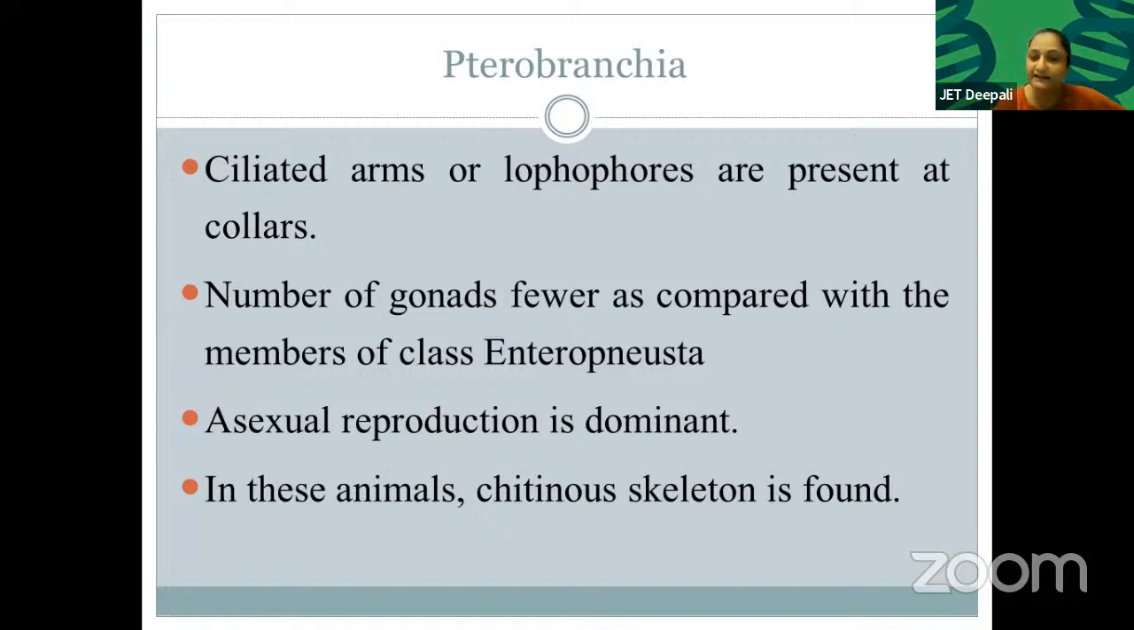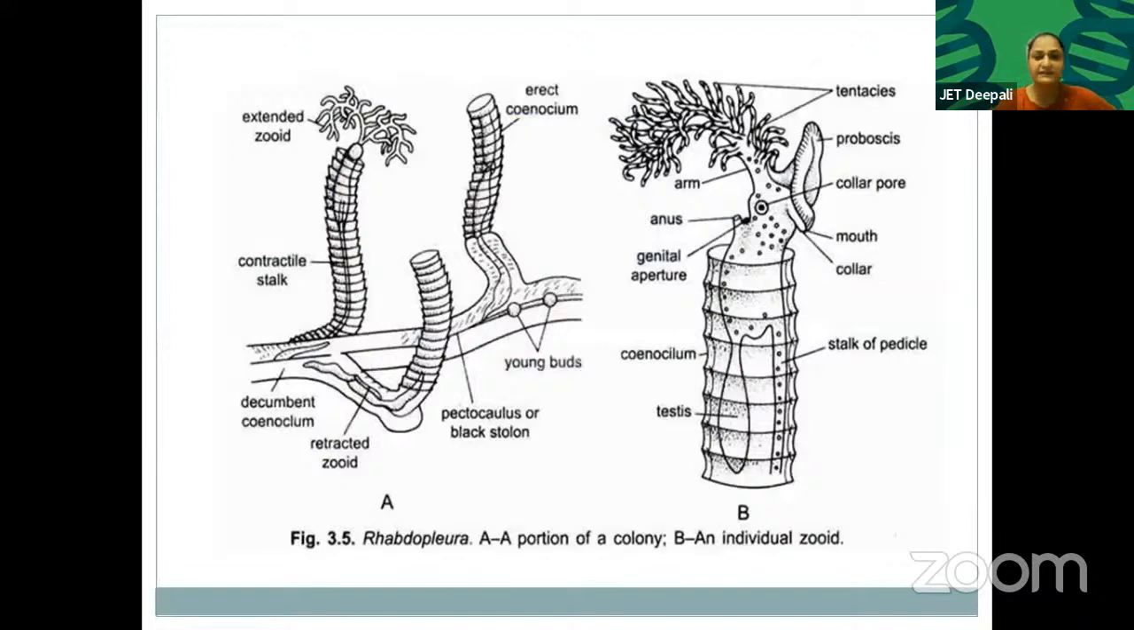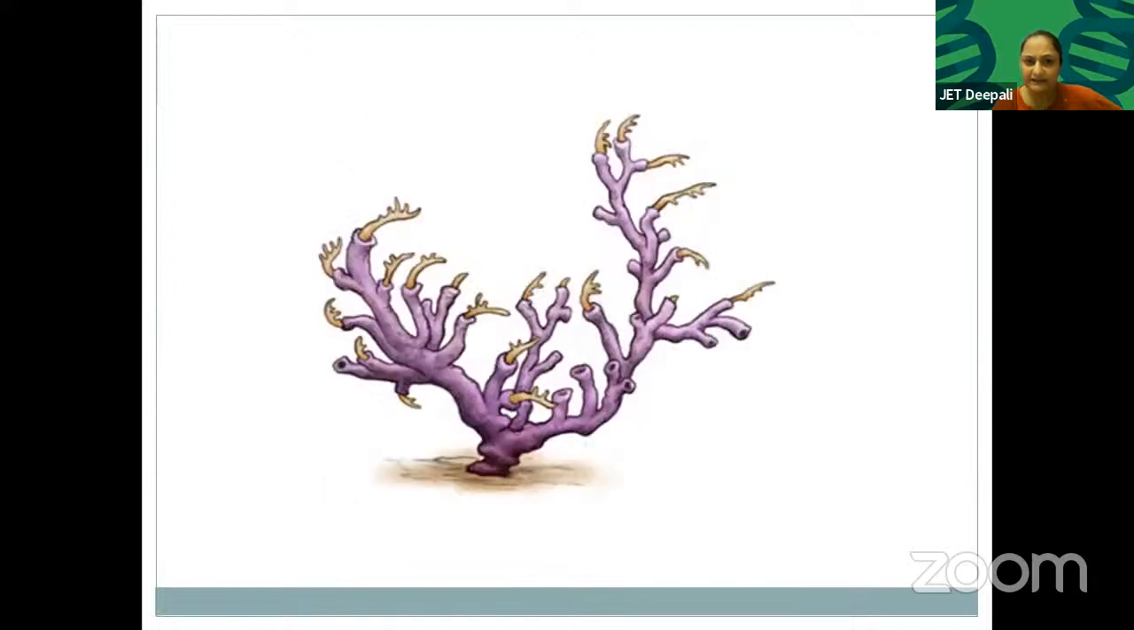In these animals, a chitinous skeleton is found. Examples: Rhabdopleura, Cephalodiscus, Atubaria, Dendrograptus. See, these are the colony. You can see from the collar part, so many tentacles are arising. Mouth and anus are situated at the one end. These are the examples.